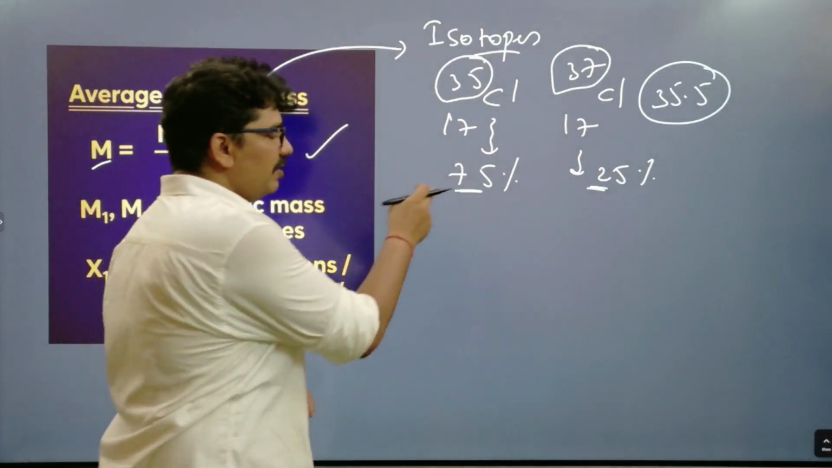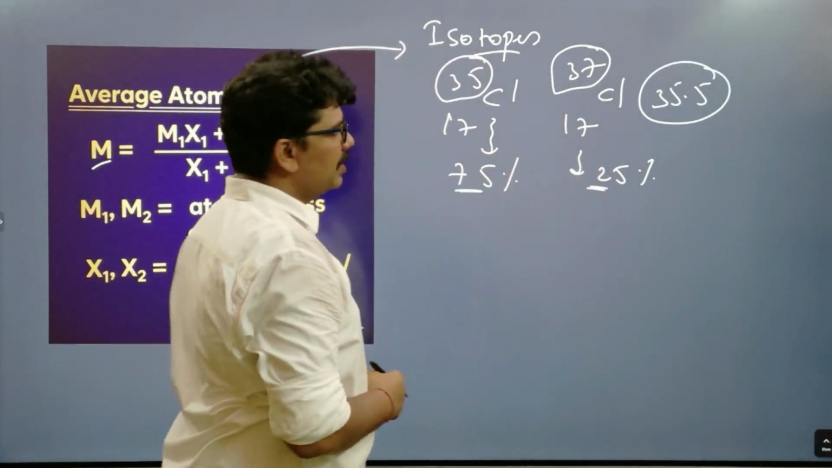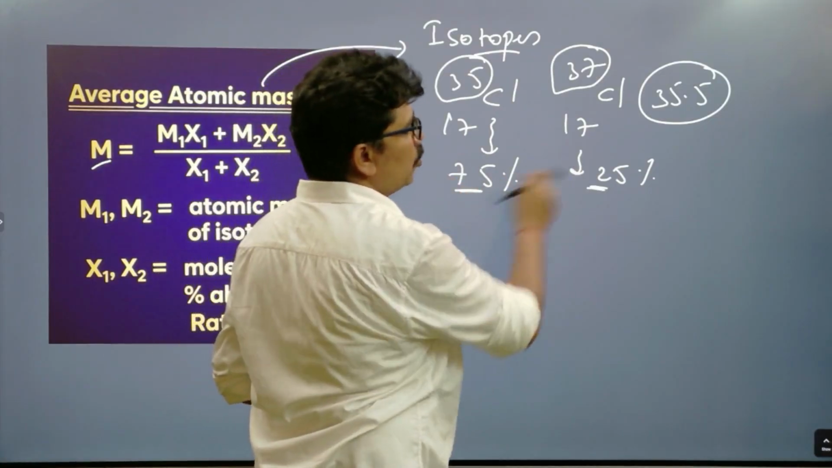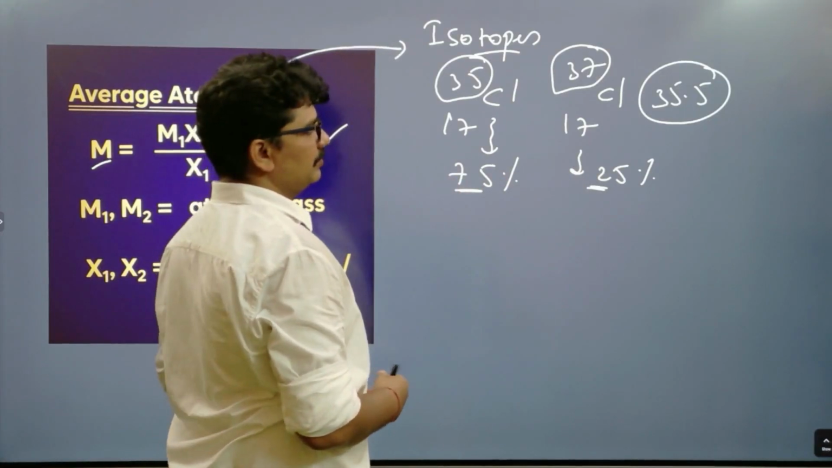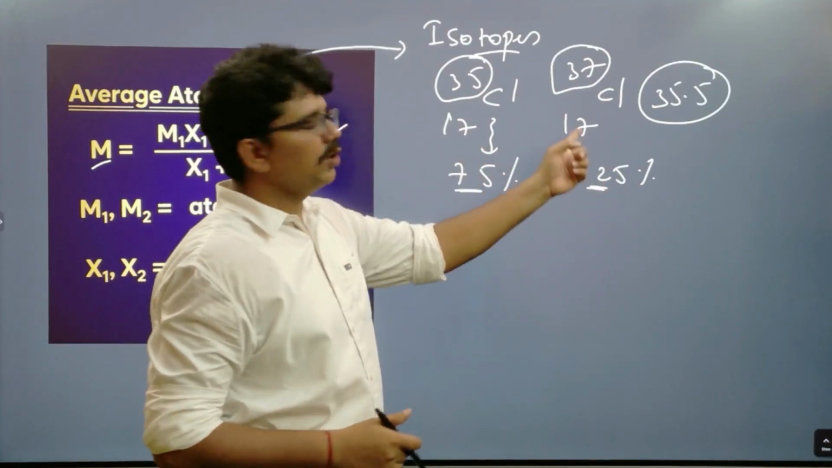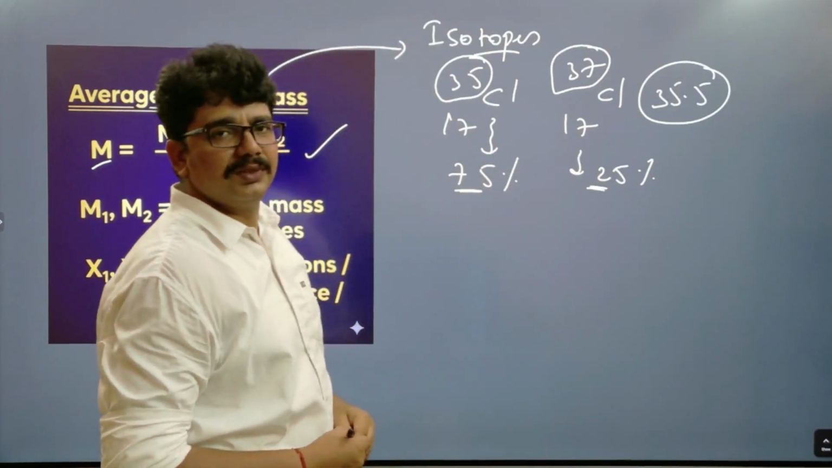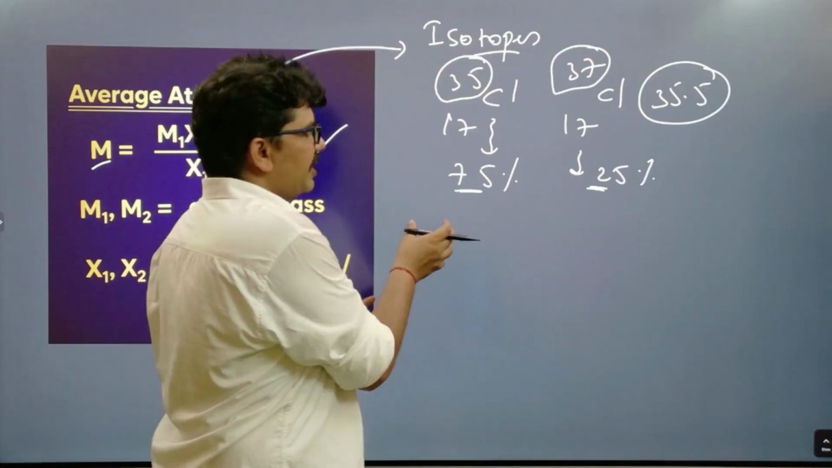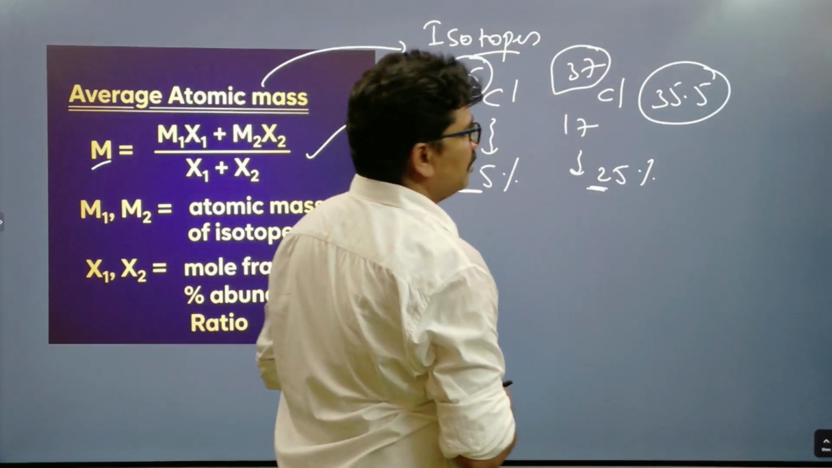Mole fraction means they will give 3 by 4, 1 by 4. Ratios means they will give 3:1. In terms of ratios, they will give 3:1 ratio. Both isotopes are in 3:1 ratio. In terms of percentages, first isotope 75%, second isotope 25%.